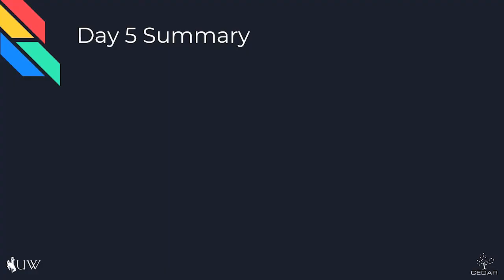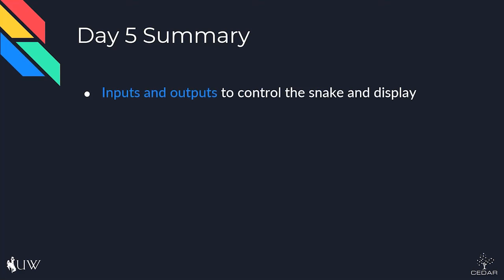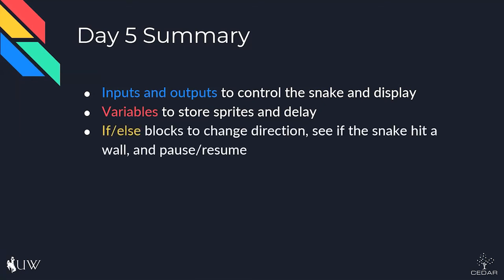As you use your microbit more and program other things, think about how you could add that functionality and implement it in your code. In order to make our snake game, we had to use all the things we've learned throughout the week. We used inputs and outputs to control the snake and see the game on the screen. We used variables to store the two sprites, the snake and the bit, and to store the delay between each iteration of our loop. We used if-else blocks to change the direction of the snake, see if the snake hit a wall, and to pause and resume our game.